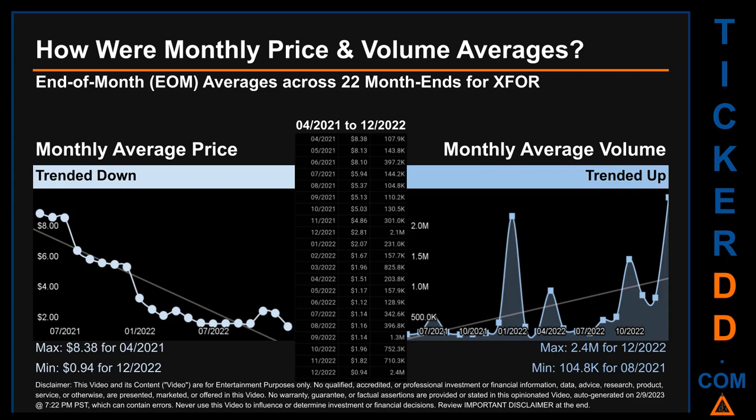The maximum end of month average price was $8.38 for 04/2021, while the minimum was 94 cents for 12/2020. Looking at volume, 12/2020 and 08/2021 respectively saw the highest and lowest monthly average volume at 2.4 million and 104.8 thousand.